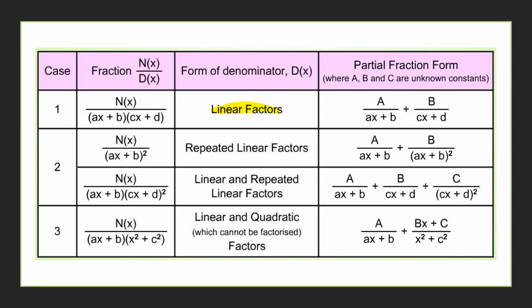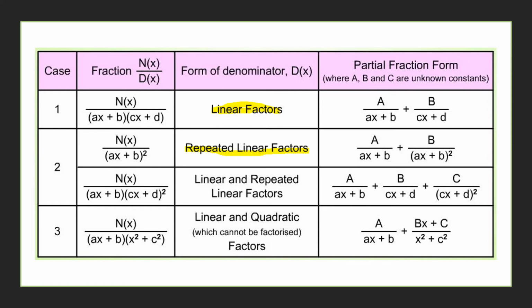If they're repeated factors, so repeated linear factors like (x plus 2) squared, you're going to do A over x plus whatever it is, like x plus 2, and then B over that thing squared. So again, if they're repeated factors, you're going to do A over one of them and then B over 2 of them.